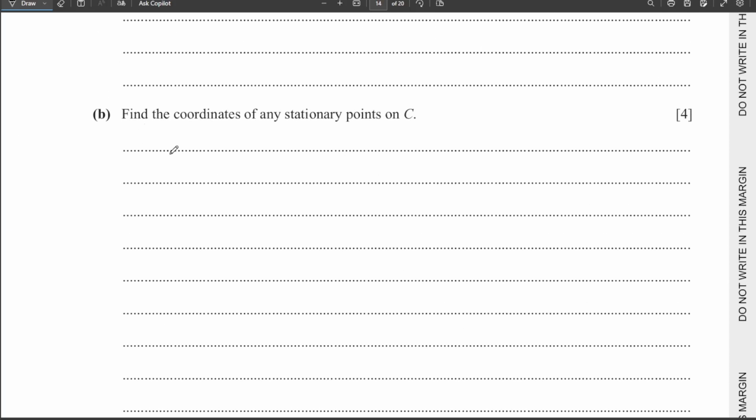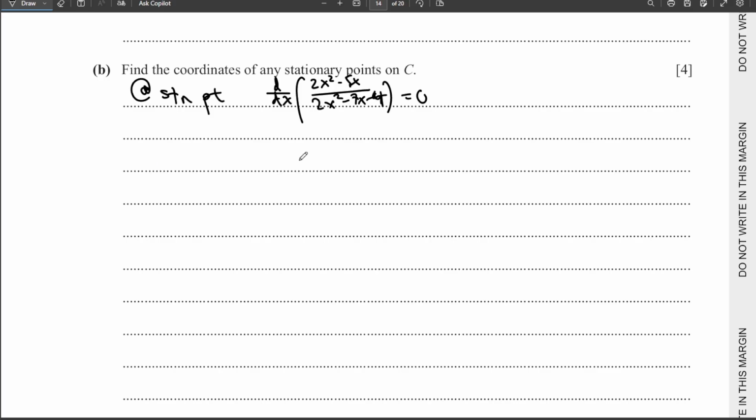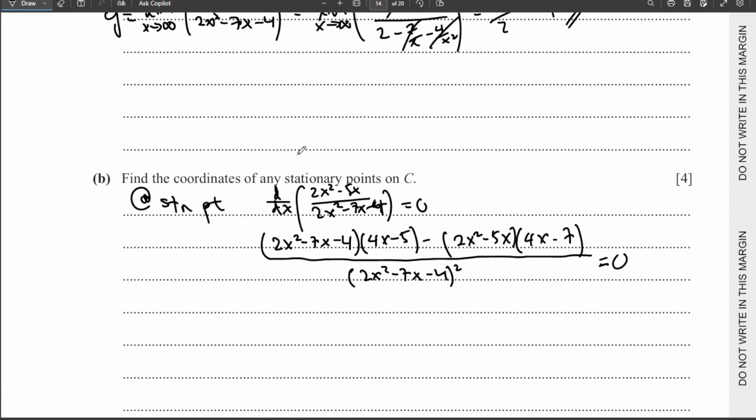Part B, find the coordinates of stationary points on C. Stationary points, if you can recall, the condition is that the derivative of the function must be equal to 0 at the stationary point. So let's try and take the derivative of this. I think you're going to use the quotient rule, which is in the formula sheet. So this will be your derived expression, and you try to isolate the x. That x coordinate will give you the stationary point, and you can substitute back into the original curve equation.